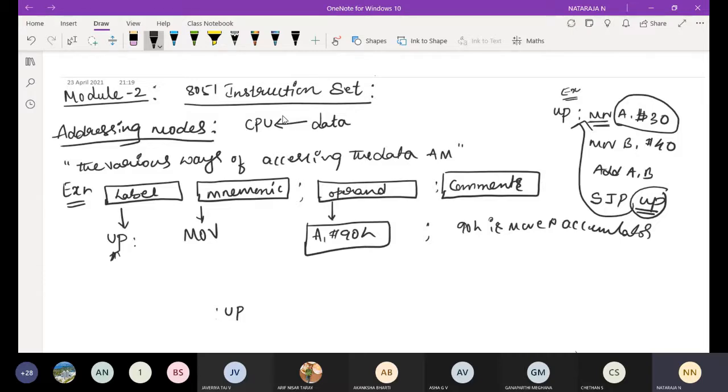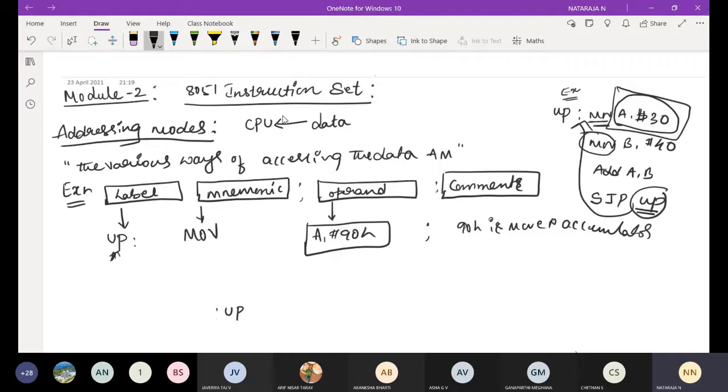These are the structure of your addressing modes. First one will be label, second one mnemonic, third one operand, the fourth one comment. What exactly is the label? If you want to jump the instruction from one point to another point, we use a label. Then mnemonic is the instruction we use in the program. And operand, what is the operation? It is from source to destination. Now I am going to move the data 30 to accumulator or 90 to accumulator. This we call an operand.